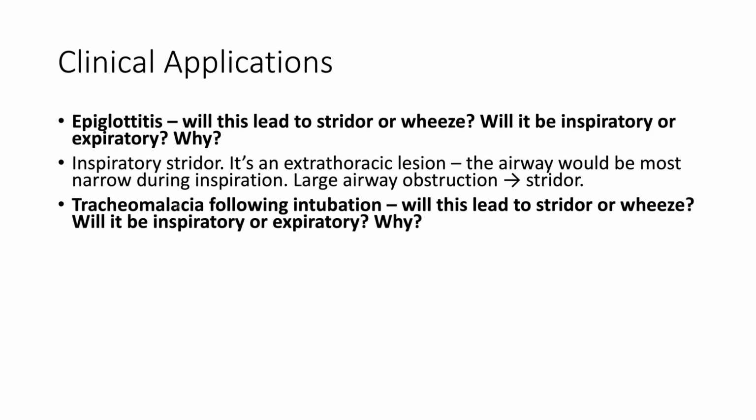I assume that if it's following intubation, if it was secondary to the intubation, it's probably happening just inferior to the cords. So it's still high up on the airway. Now, if you're having a collapse up there, it's most likely a large airway obstruction. So weren't we saying that this is typically going to be an inspiratory problem? So it's actually expiratory. I love your reasoning.